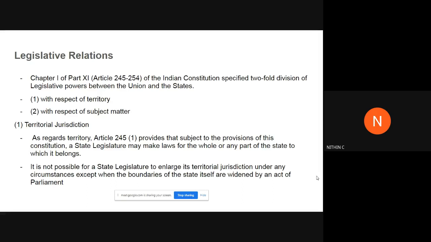So it is not possible for a state legislature to enlarge its territorial jurisdiction under any circumstances, except when the boundaries of the state itself are widened by an act of parliament. That's also another point. Territorial jurisdiction case.